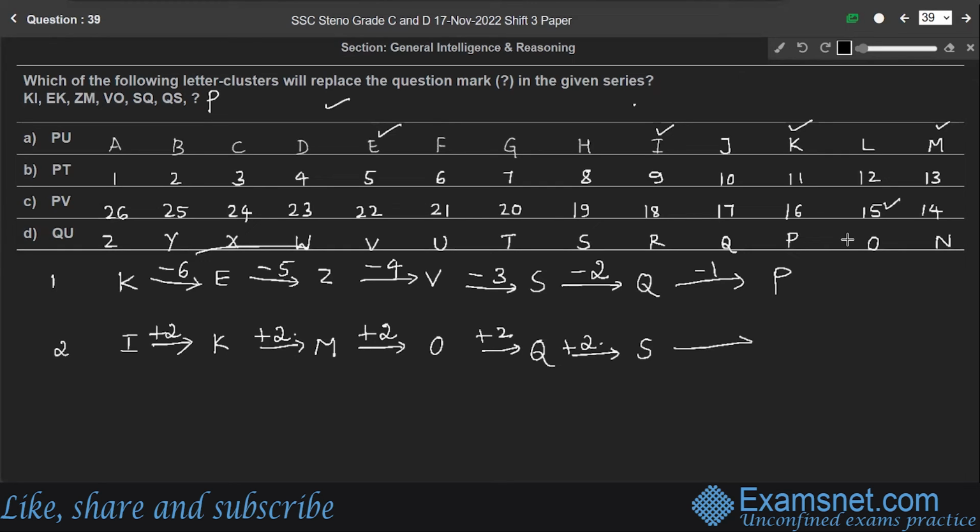Therefore, in the last cluster, the second letter will be S plus 2. S is 19, plus 2 is 21, which is U. Therefore, we have U as the second letter in the last cluster. So PU will be the last cluster. PU. So option A is the right answer.